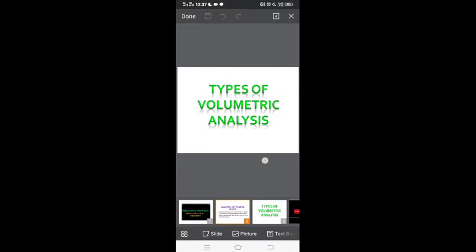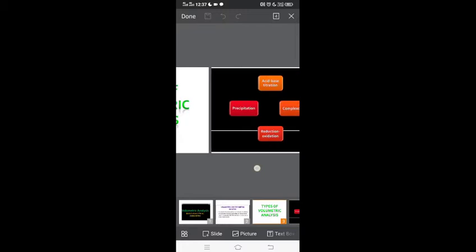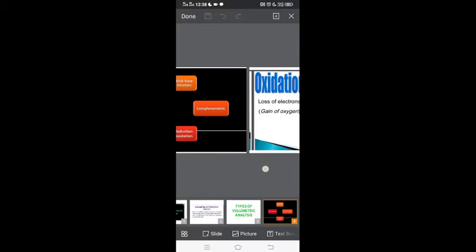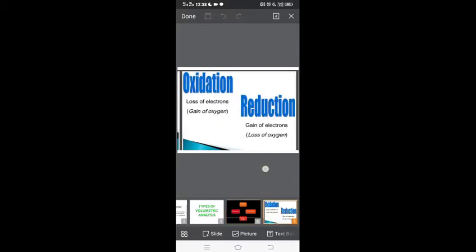Now here we have types of volumetric analysis, children. We actually have four types. You can see here on the screen: first is acid base titration, then complexometric titration, then reduction oxidation titration, and then precipitation type of titration. Now in class 12th, children, we are going to deal with only the redox titration, that is reduction oxidation type of titration. From the name itself, you know what oxidation and reduction are. Oxidation is loss of electron or gain of oxygen, whereas reduction is gain of electron and loss of oxygen, children.